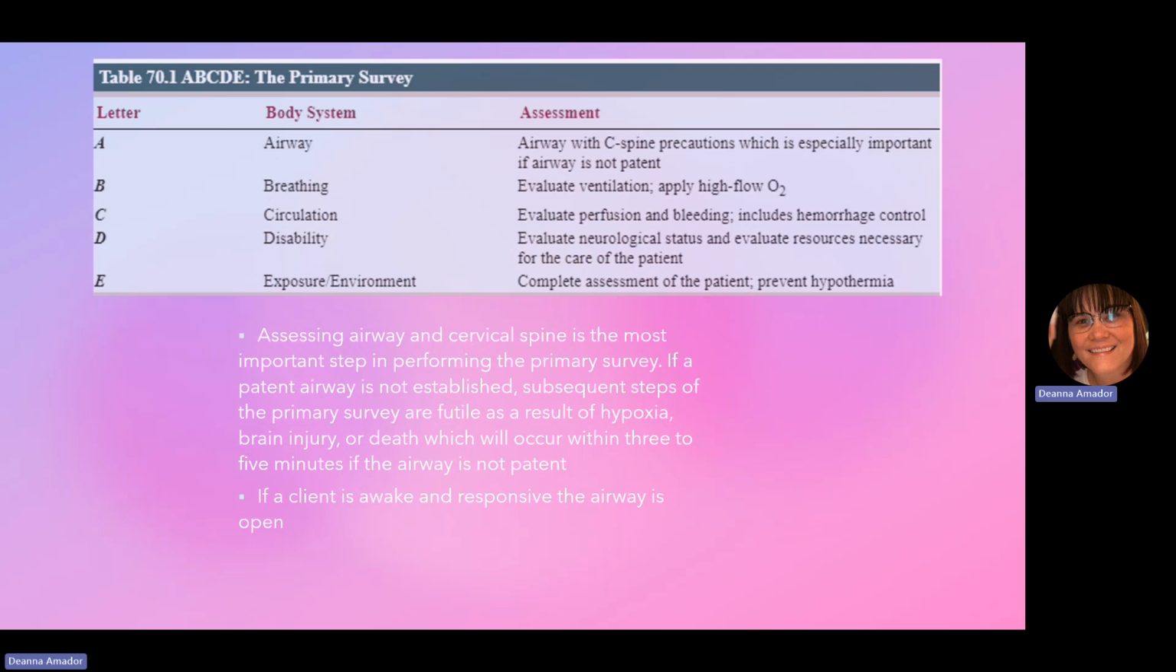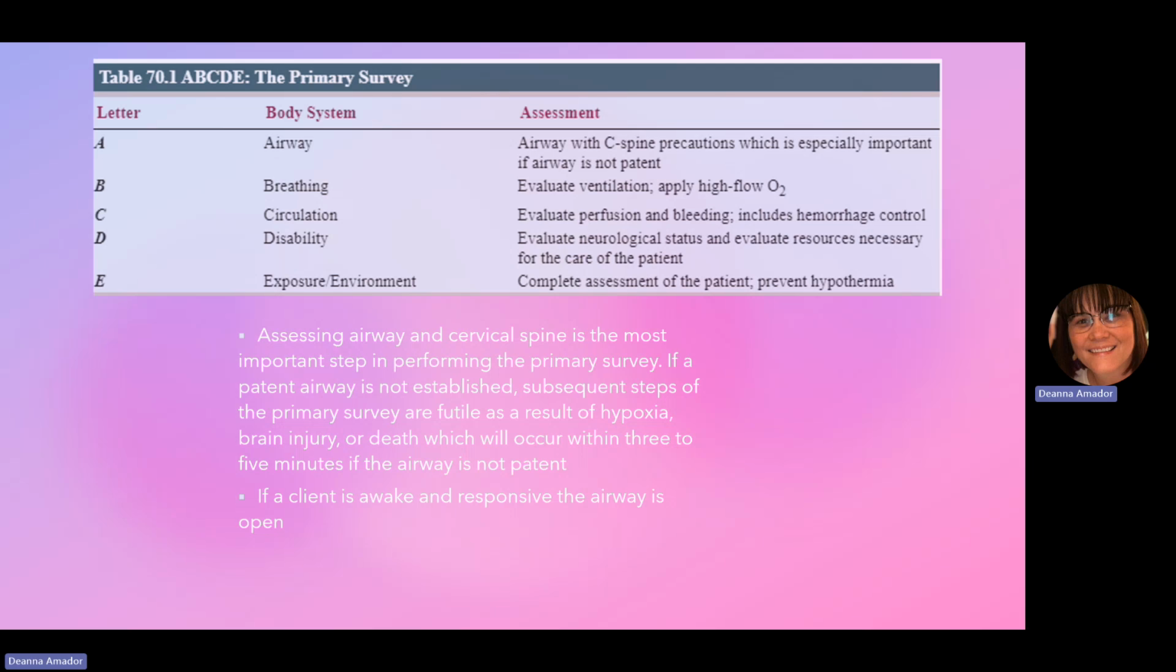So in this table, A is airway. Here, the assessment says airway with C-spine precautions, which is especially important if the airway is not patent. The first thing you need to put a quote asterisk around is that you're doing airway and C-spine precautions at the exact same time. One is not before the other. They're done exactly at the same time. So with trauma, it's airway with C-spine. Those two things go together.